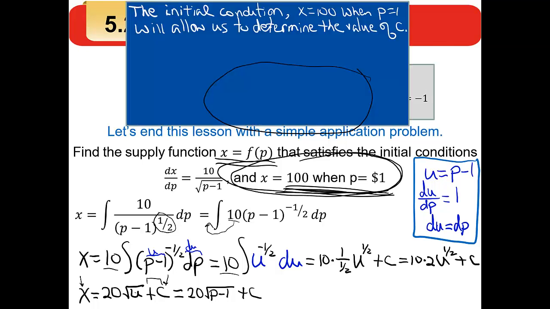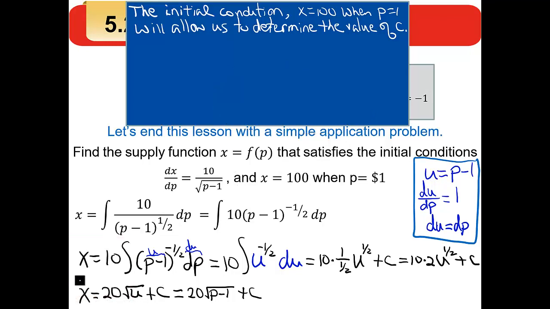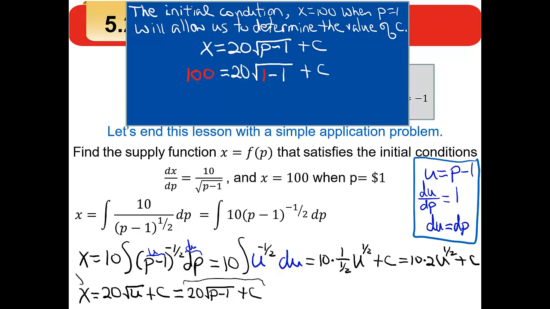When I plug in 100 for x and 1 for p, I'll be able to figure out what c is. So I'm going to take this equation that x is equal to 20 square root of p minus 1 plus c, and I'm going to plug 100 in for x and 1 in for p. Now it works out really nicely because under the radical you get 1 minus 1, which is 0, and the square root of 0 is 0, and 20 times 0 is 0. So you end up finding out that c has to be 100.